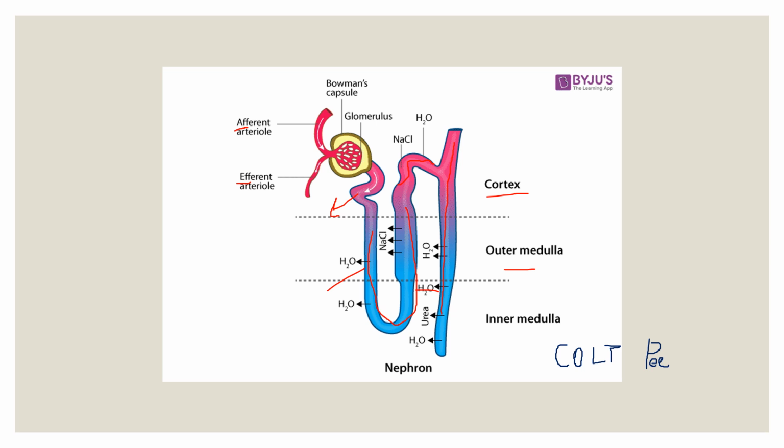Then O, osmotic diuretic, which acts at loop of Henle. L for loop diuretic, like your furosemide, which acts at the ascending limb of loop of Henle. T for thiazide diuretic, which acts at the early part of distal convoluted tubule. P is for potassium sparing diuretic like spironolactone, which acts at the distal part of DCT. Okay, so this is about the structure.